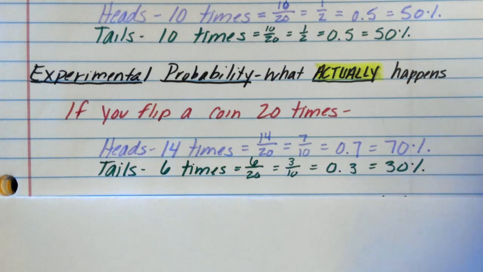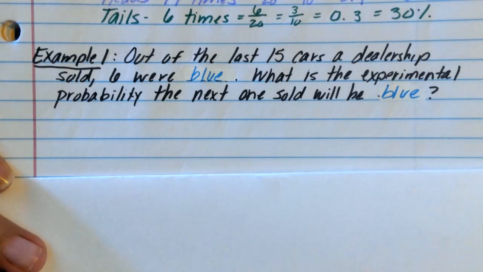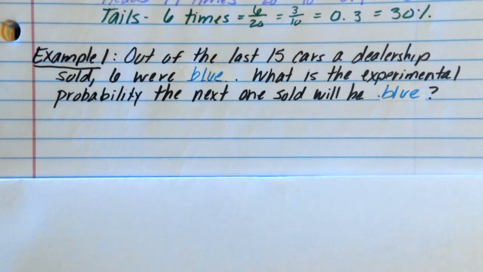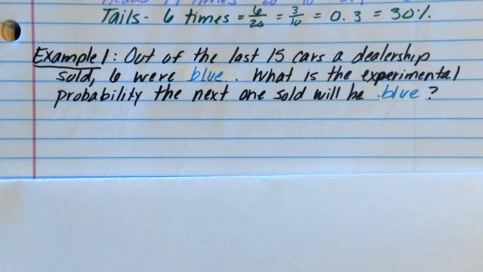Okay? So the first example that we're going to go over, I already have it written out, I'll need you to write it down: out of the last 15 cars a dealership sold, 6 were blue. What is the experimental probability the next one sold will be blue? Go ahead and copy that down, pause, and then we'll go through it.